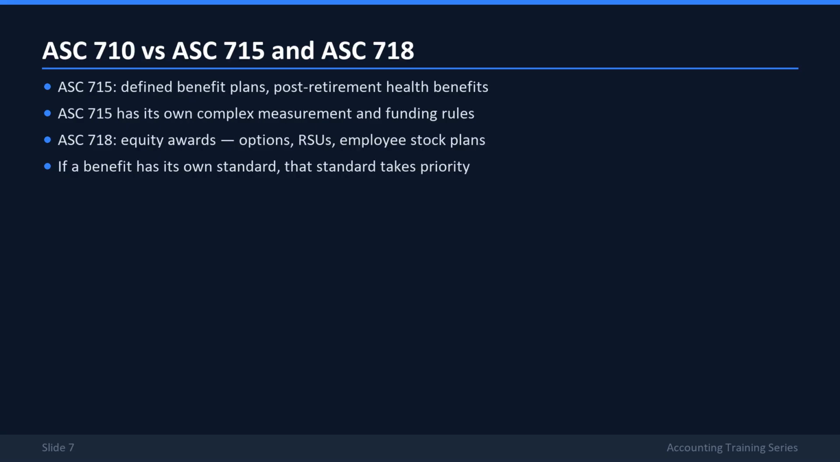Two of the most commonly confused standards are ASC 715 and ASC 718. ASC 715 covers defined benefit pension plans and other post-retirement benefits such as employer-paid health insurance after retirement. It has its own complex actuarial measurement rules and funded status requirements. ASC 718 covers equity-based awards including stock options, restricted stock units, and employee stock purchase plans. Whenever a specific standard exists for a type of compensation, that standard takes priority over ASC 710.